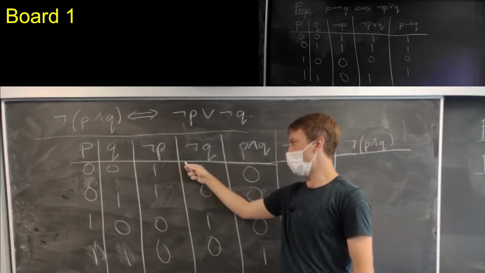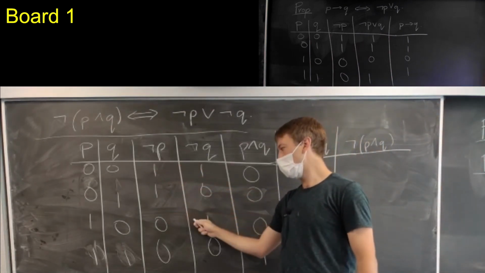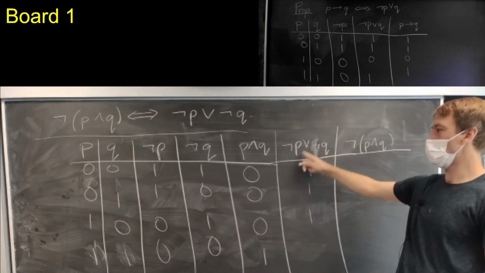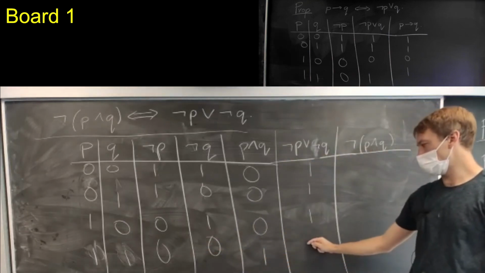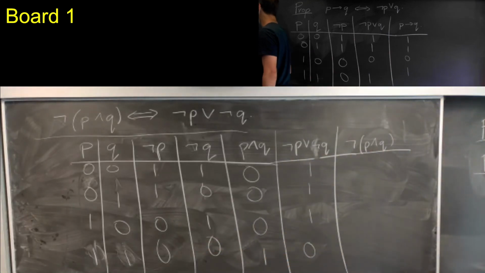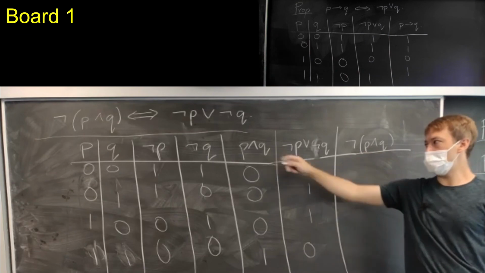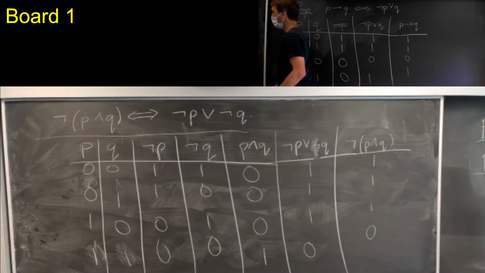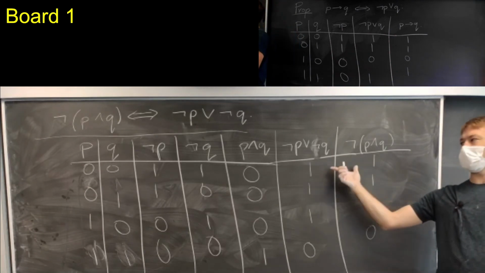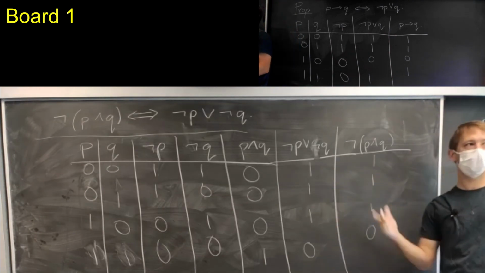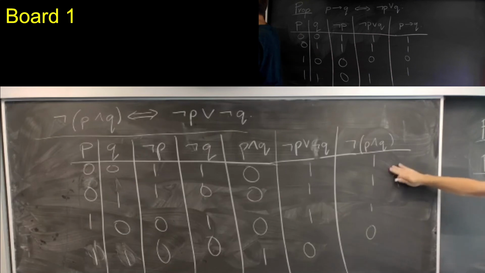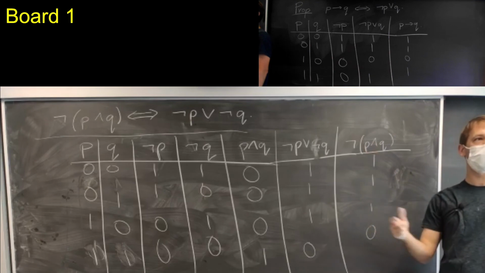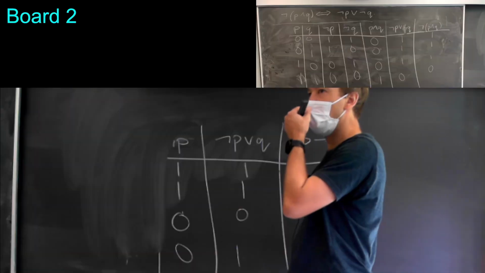We look at not P and not Q. If there's a 1 in either of them, we make a 1, because this is or. And in the last case, we put a 0. This is the negation of that column. Negation changes everything from 0 to 1 and 1 to 0. And now, ta-da, these are all the same. So it's a tautology. This if and only if that is a tautology, therefore they're logically equivalent.